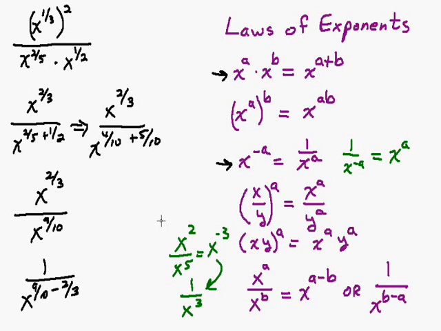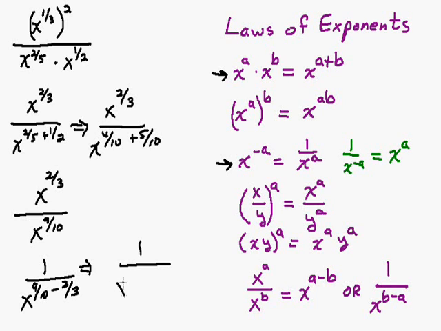Okay, real quick, finishing this up then. 9/10 take away 2/3. We have to get a common denominator, which is 30ths. So that gives us 1 over x to the, let's see, it'd be 27/30ths if we multiply the top and bottom by 3. And multiplying the top and bottom by 10, we get 20/30ths, which gives me my final answer of 1 over x to the 7/30ths for that one.